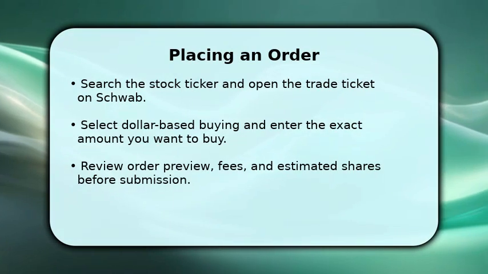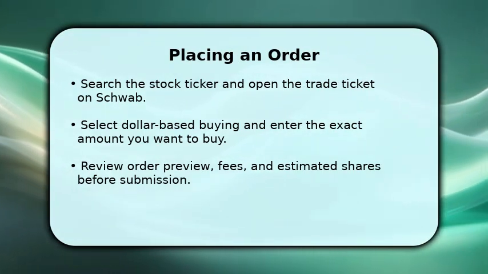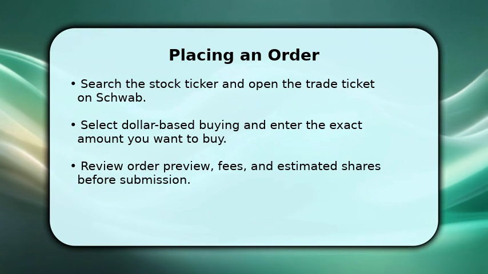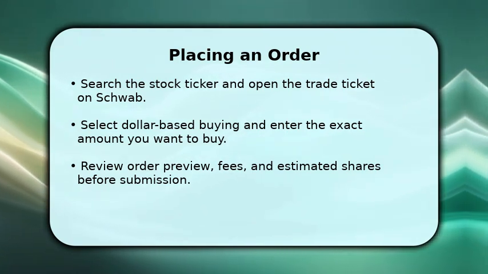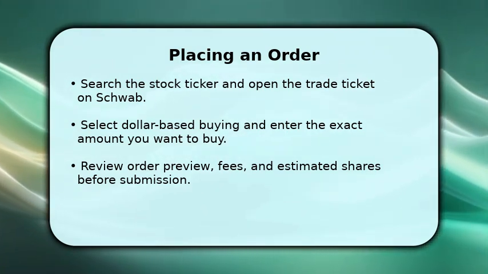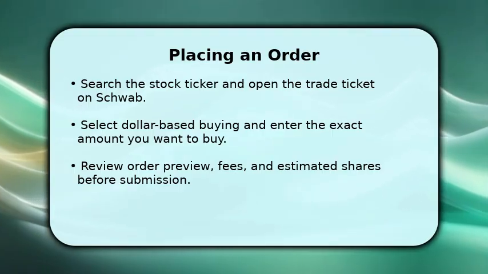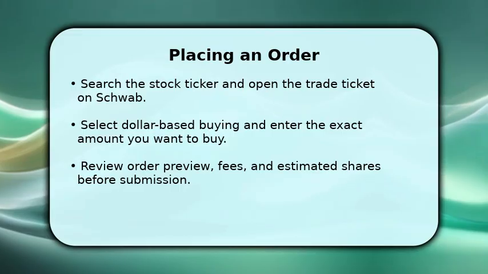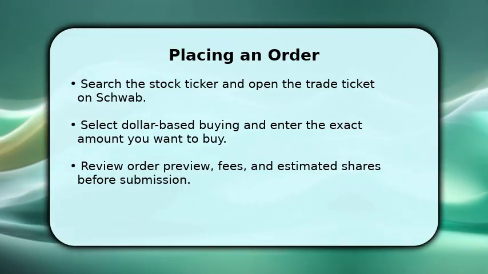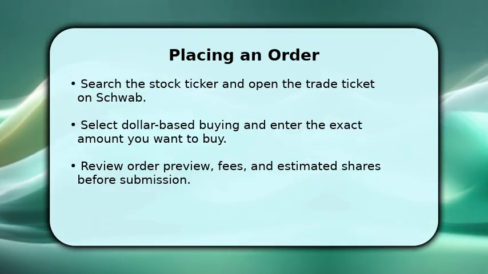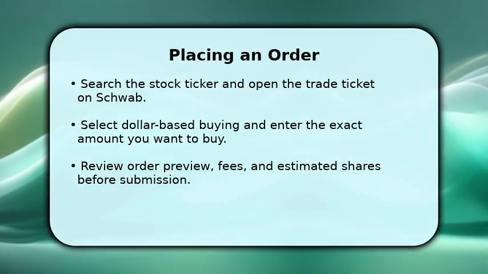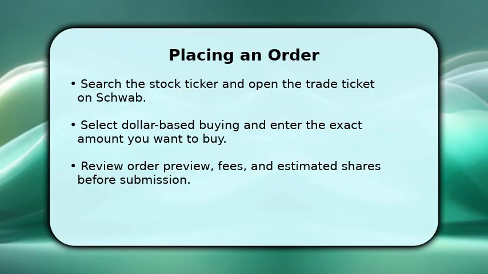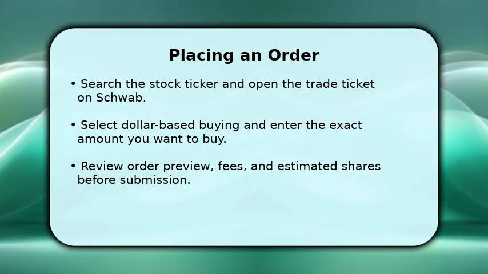Place your order by searching the ticker, switching to dollar-based purchasing, and typing the exact dollar amount to invest for a partial share. Choose market or limit order, review the estimated share fraction and potential fees, and confirm the trade. I will walk through how to set alerts, adjust orders, and cancel if needed so you can manage fractional share buys without surprises and keep your portfolio aligned with your plan.